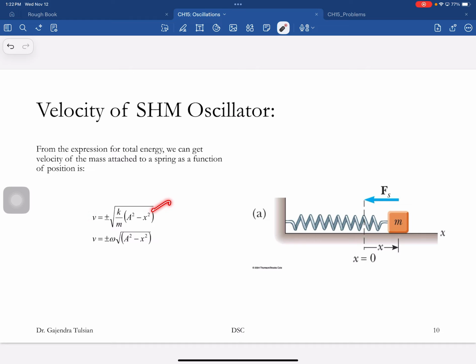And this formula is giving you that. The plus sign is telling you that the velocity is positive when it's going in that direction. The negative sign is telling you the velocity is negative when it's going in this direction. So this is giving you the velocity of the object as a function of position.